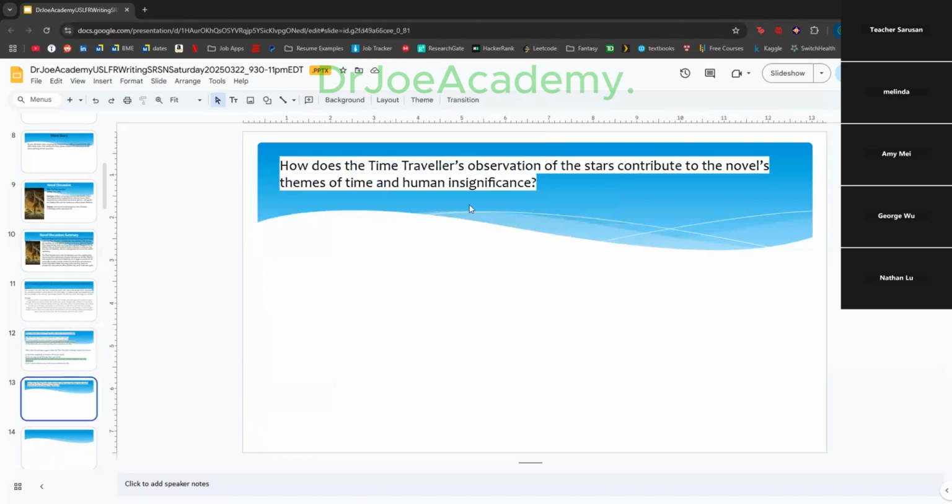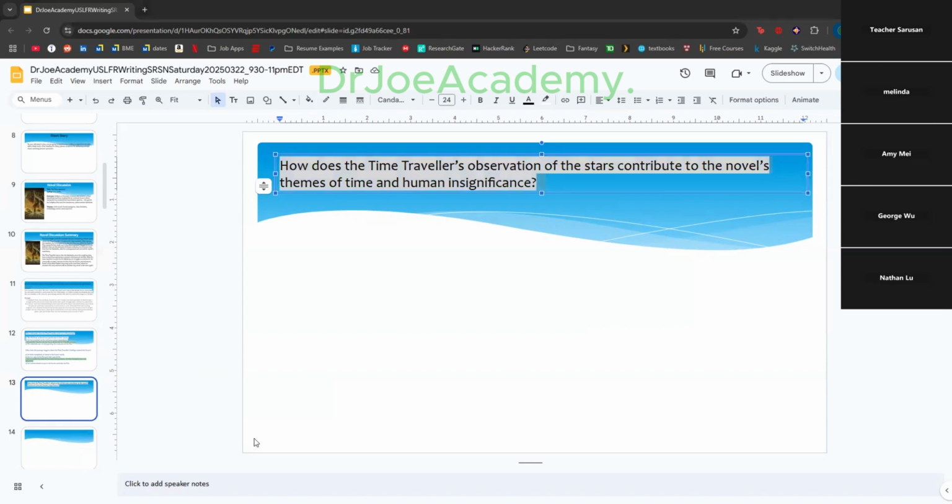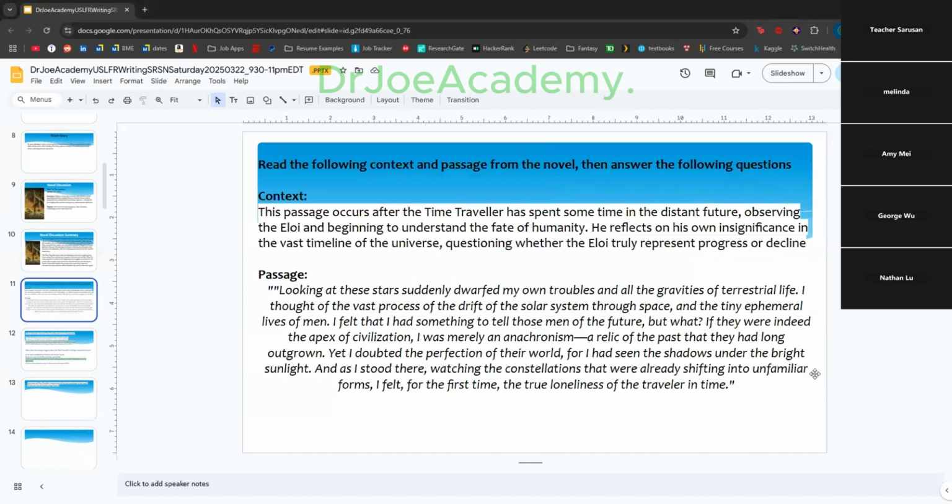All right, so next question is a long answer question. It says, how does the time traveler's observation of the stars contribute to the novel's theme of time and human insignificance? So I will give you guys this question in the chat, and I'll put the information back on the screen. If anyone wants to change the slide or has any questions, please let me know. Otherwise, try to submit your answer within the next 5 to 7 minutes, and your answer should be around 4 to 5 sentences as well. So you can continue writing.